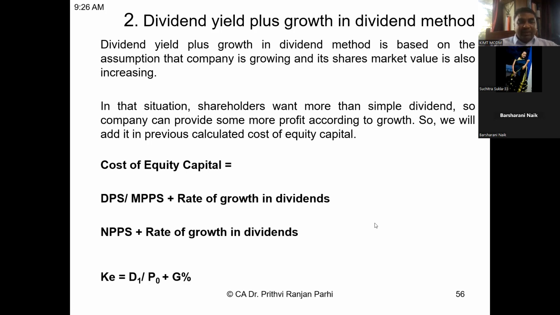That formula was that KE is equal to D1 by P0 plus G. We'll be understanding that thing. After that, we'll come to this one: dividend per share divided by market price per share plus rate of growth in dividends. This is something similar to D1 by P0, or net market price per share plus growth in dividends. That is how we can come to it.